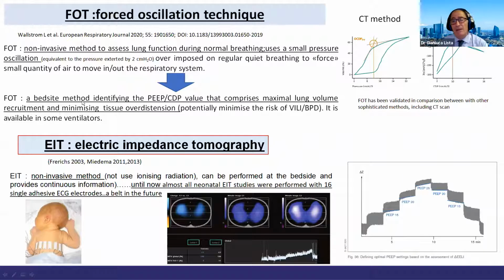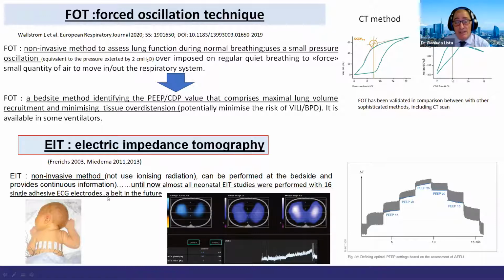This is a bedside method that can help the physician to identify the most appropriate positive end expiratory pressure or the continuous distending pressure during high frequency ventilation, and can reduce the risk of lung tissue overdistension. The other modality to monitor the lung volume is the EIT, the electrical impedance tomography, that can give information about the lung volume recruitment with a step-by-step increase of the pressure and a step-by-step decrease of the pressure.